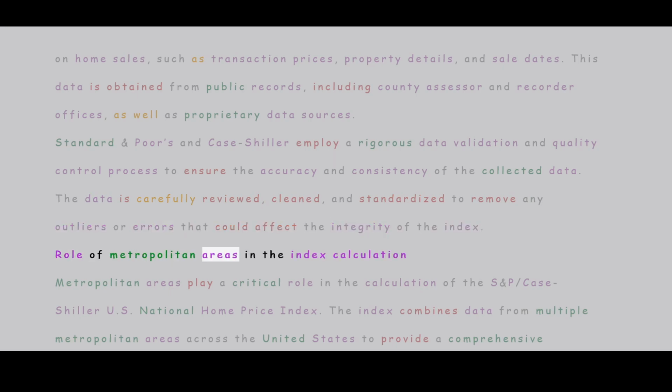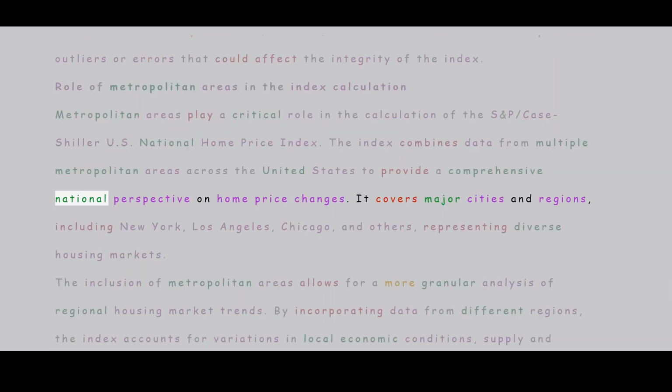Role of metropolitan areas in the index calculation. Metropolitan areas play a critical role in the calculation of the S&P/Case-Shiller U.S. National Home Price Index. The index combines data from multiple metropolitan areas across the United States to provide a comprehensive national perspective on home price changes. It covers major cities and regions, including New York, Los Angeles, Chicago, and others, representing diverse housing markets. The inclusion of metropolitan areas allows for a more granular analysis of regional housing market trends.